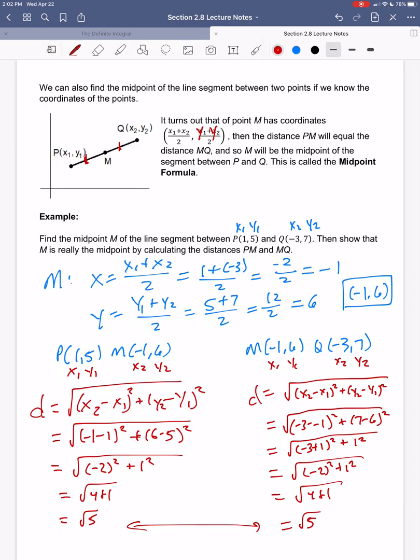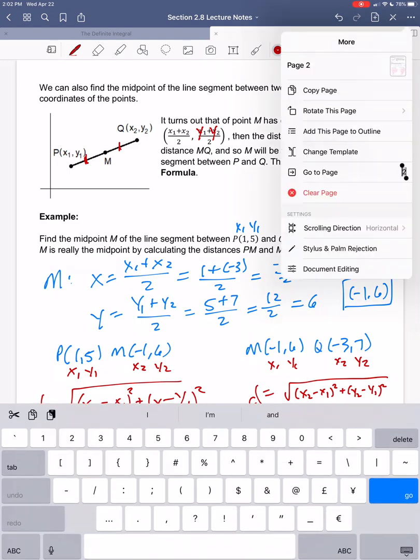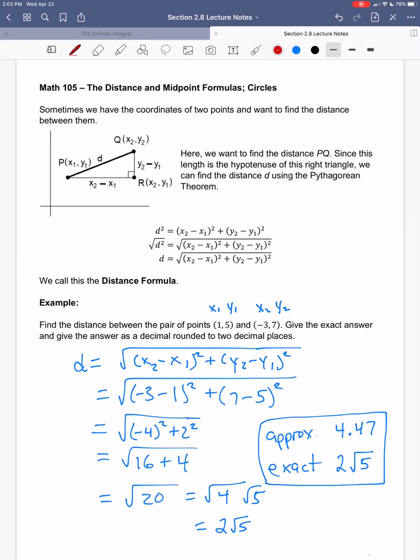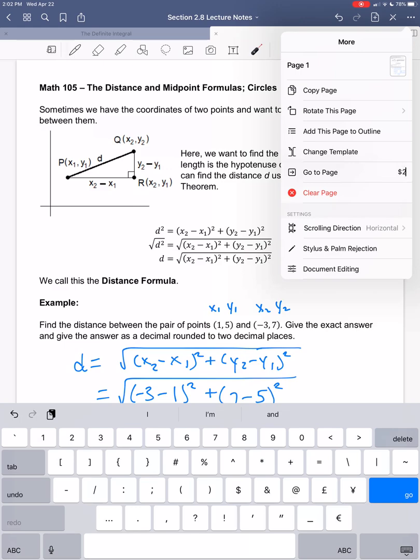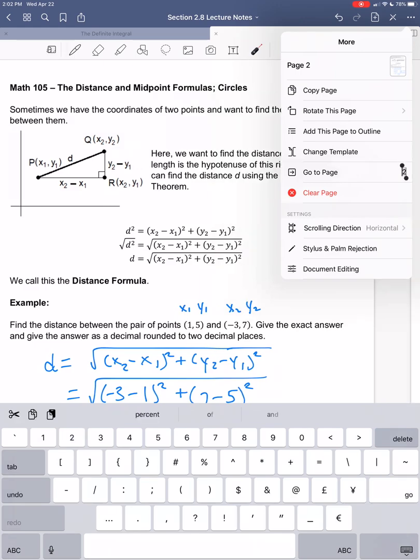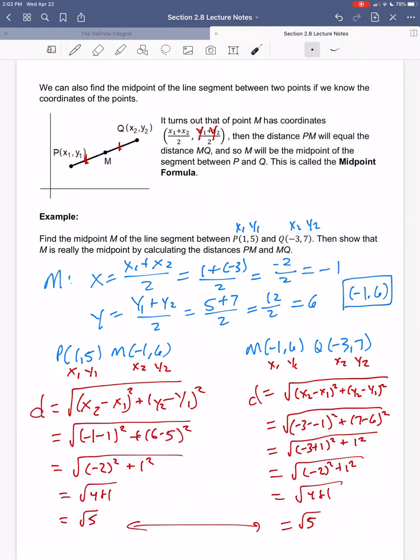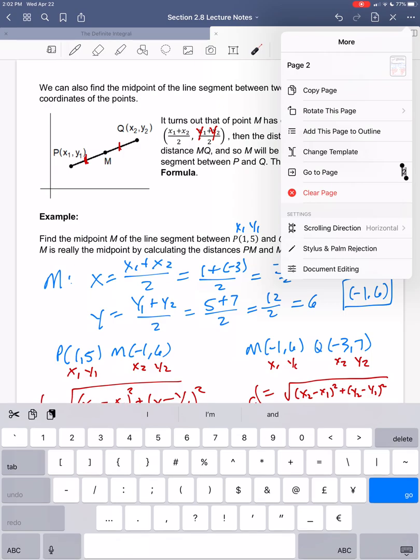midpoint. Another thing I could have seen, if we go back to the first page here, we calculated that the distance between P and Q was 2 times the square root of 5. And we just saw here then that the distance to the midpoint in the middle is just square root of 5 on both sides. So that's half the distance from P to Q. So this midpoint formula really is doing what I want it to do.